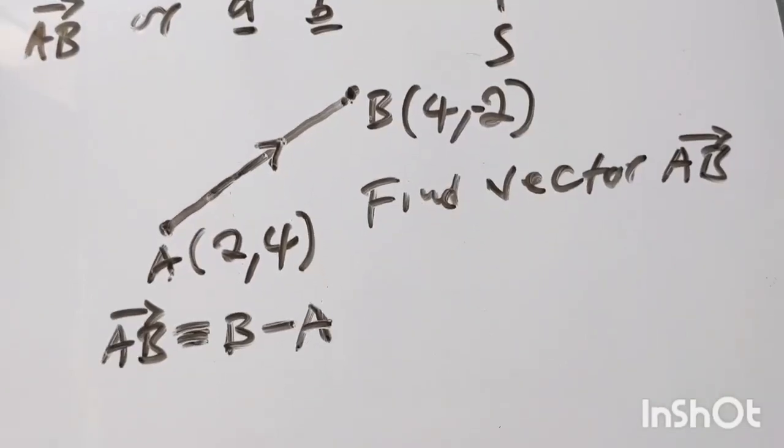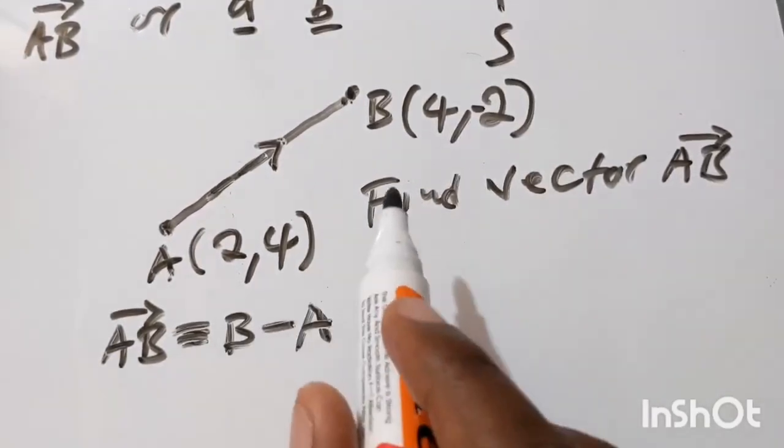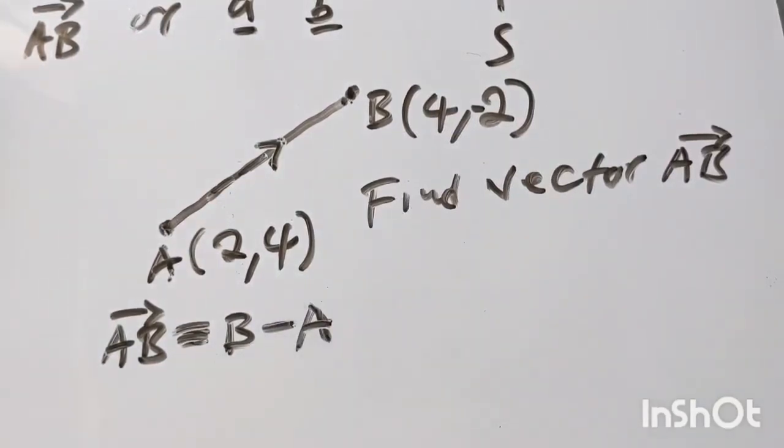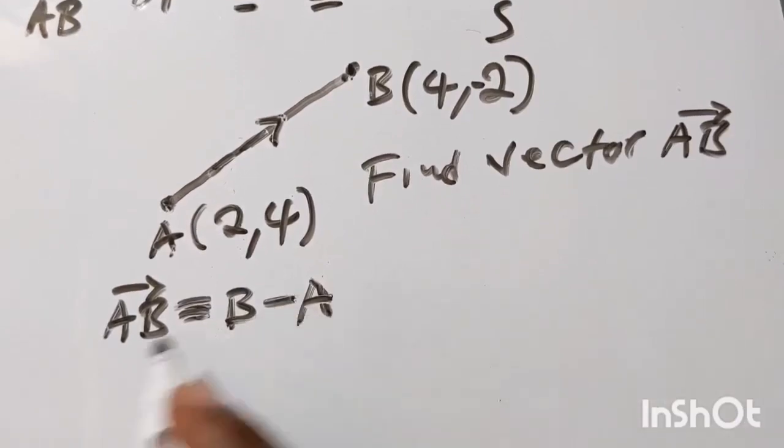I said we start with the point at which a vector is ending from minus the point at which a vector is starting from, okay? So that is what we do when finding the vector. Okay, so let's try to find.